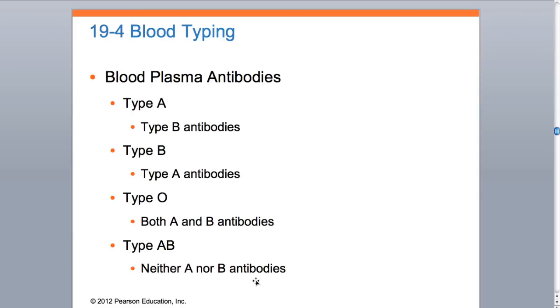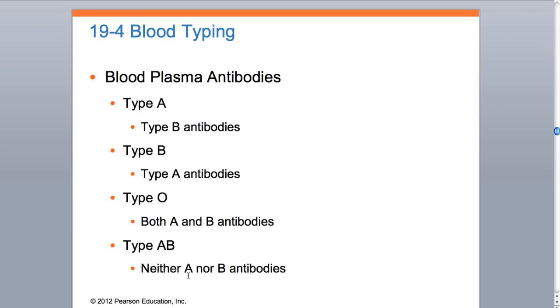This is also the reason to justify why O is a universal donor. O people can give to anyone because of what? No antigens. However, because it has antibodies of A and B, it can only get from fellow O blood. That's not a problem because most of us in the room are actually what? O blood. O blood people are the majority. On the other hand, AB blood are the minority. It's a rare thing to have AB blood.